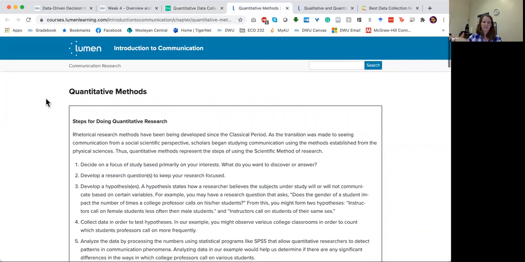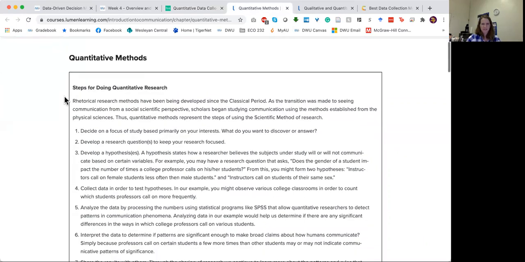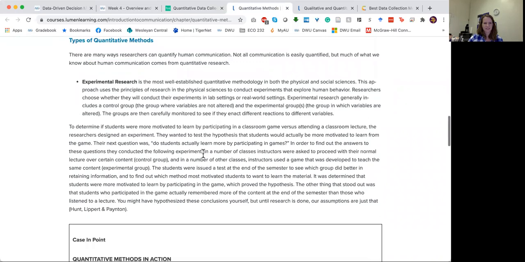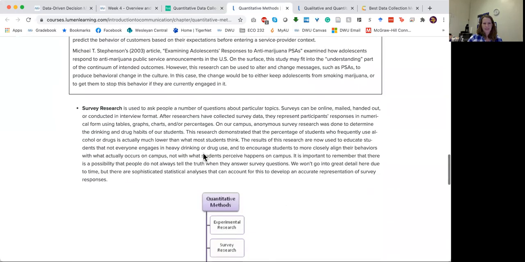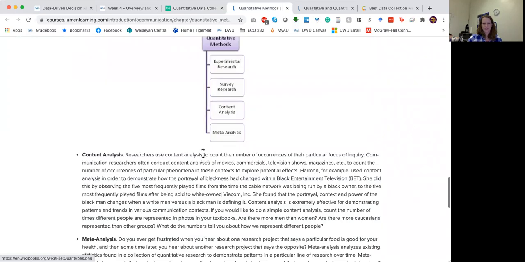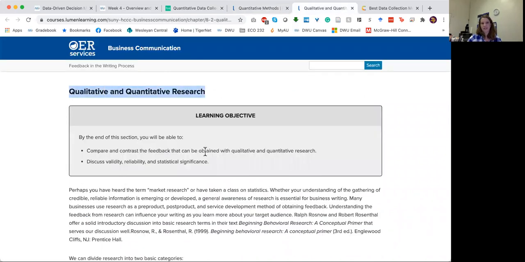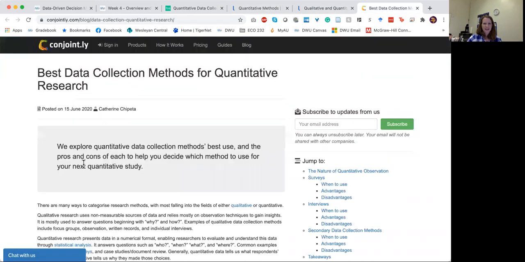We've got the chapters from the Lumen textbooks, looking at quantitative methods and the steps for doing research. Again, this kind of gives you a nice little chart on how to look at that. And then kind of looking a little bit more at each one of those individually. And then there's another one that compares quantitative and qualitative for the ending. Then lastly, we've got this one. I think that's the best.